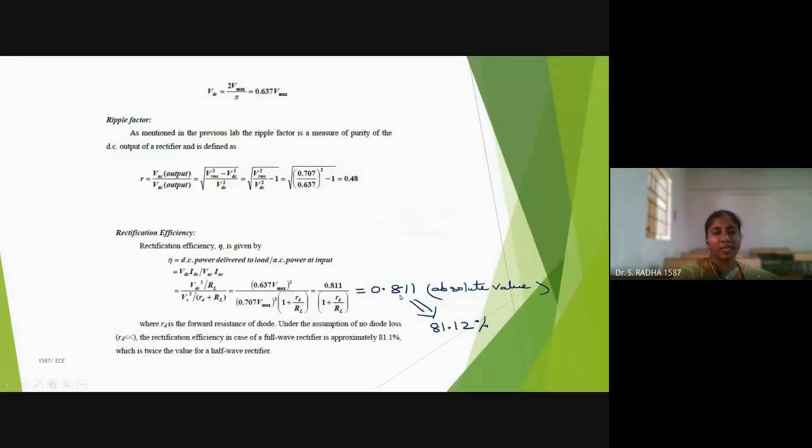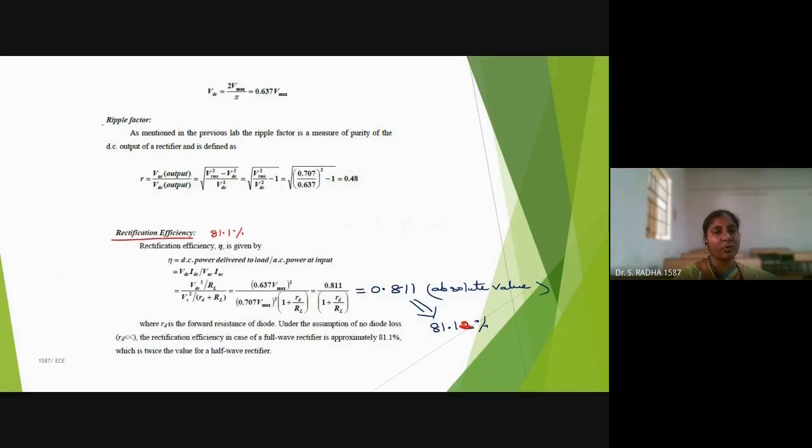This is rectification efficiency. The absolute value is 0.811. If you convert it into percentage, you have to multiply with 100. So it becomes 81.12. You can confine it to 81.1%. So rectification efficiency in the case of full wave rectifier is 81.1%.